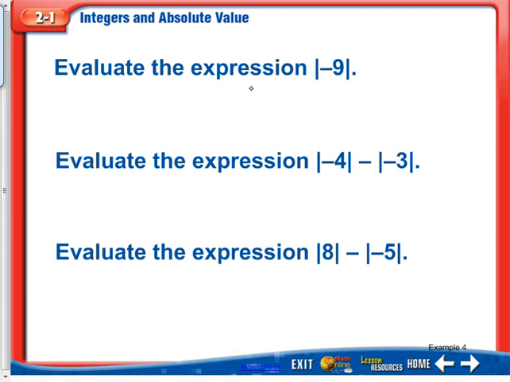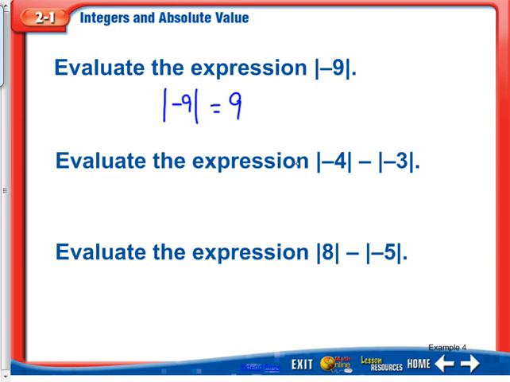It says evaluate the expression, the absolute value of negative 9. So in your assignment, you would copy the absolute value of negative 9. Make sure you copy the absolute value symbols. It is positive 9, because negative 9 is 9 units from 0. And whenever we talk about a distance, it would be positive.